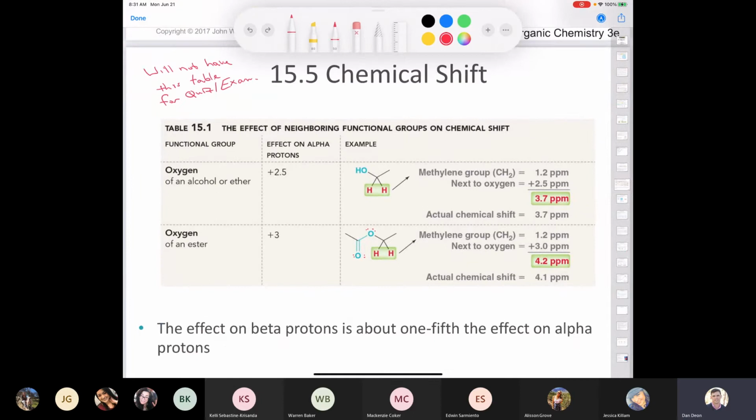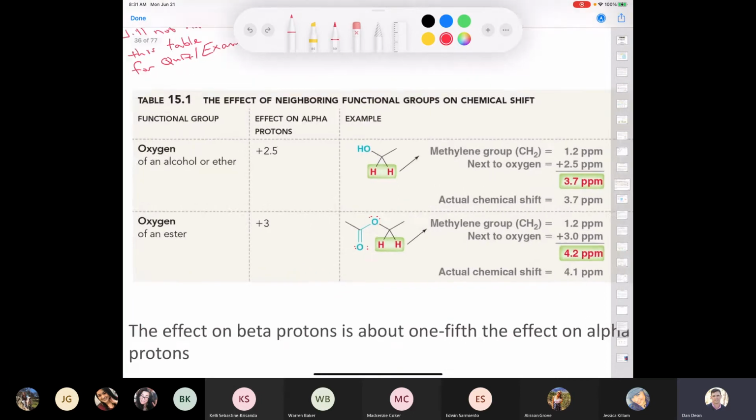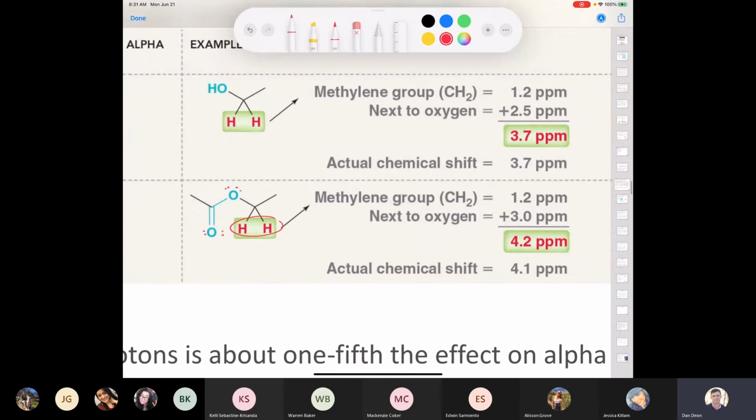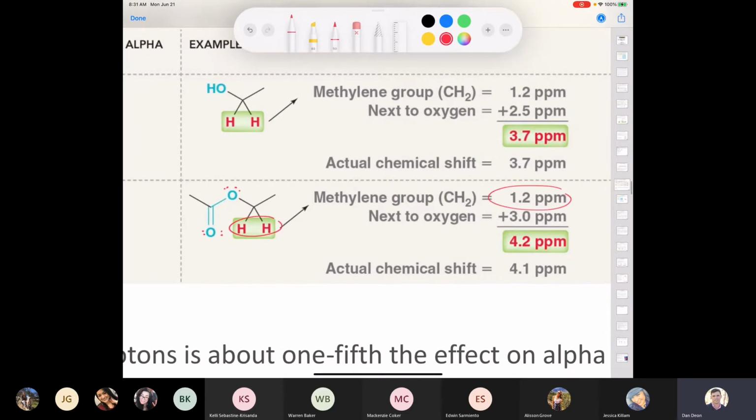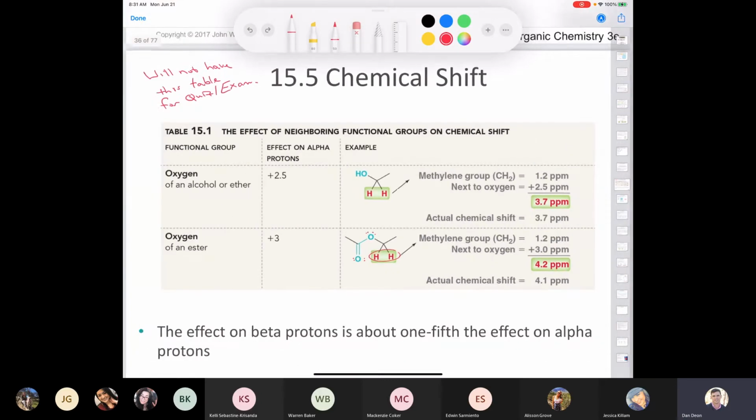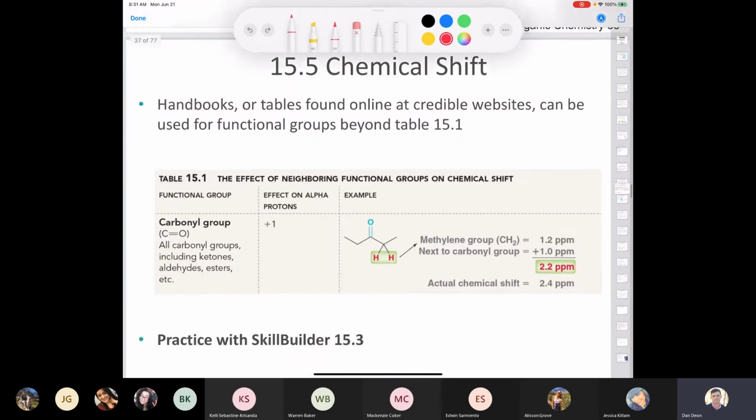So let's say you had this molecule here. This is ethyl acetate. Look at the two methylene protons. What's the baseline? 1.2. They're right next to the oxygen of the ester. We add 3. We get 4.2 as our estimate. And the actual chemical shift is 4.1. I'm going to talk about this thing in a second here, but I want to move on.